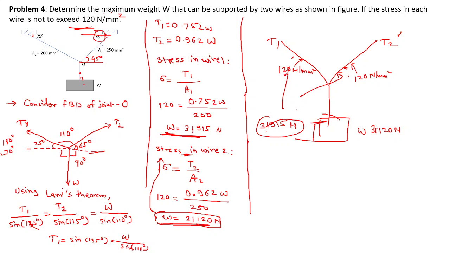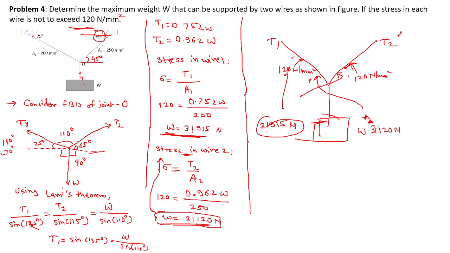So when we apply this load, then definitely the 120 Newton per mm square stress will be generated in this wire. At the same time, some stress is also generated in the other wire with this load. Are you getting my point? But we don't know that exact value. Just now, you will be clear on everything.